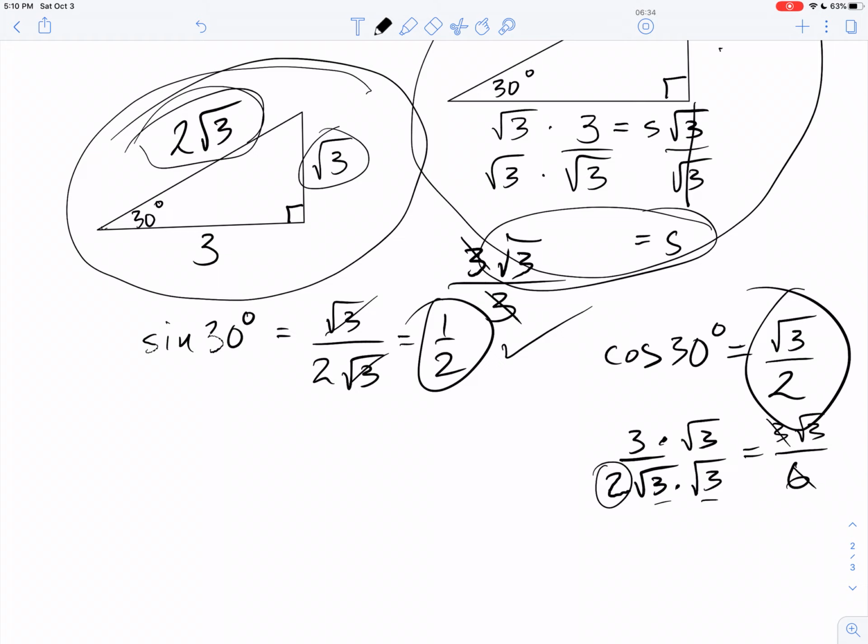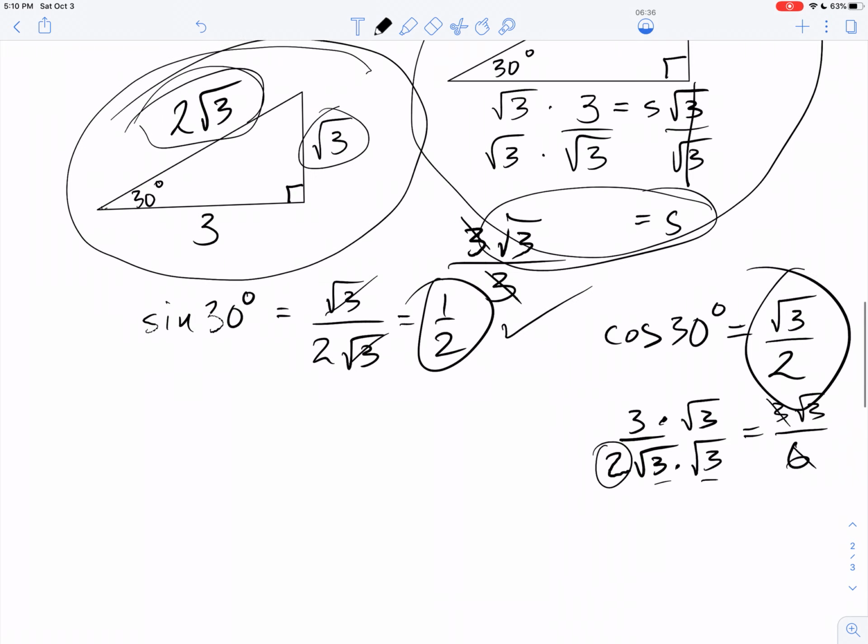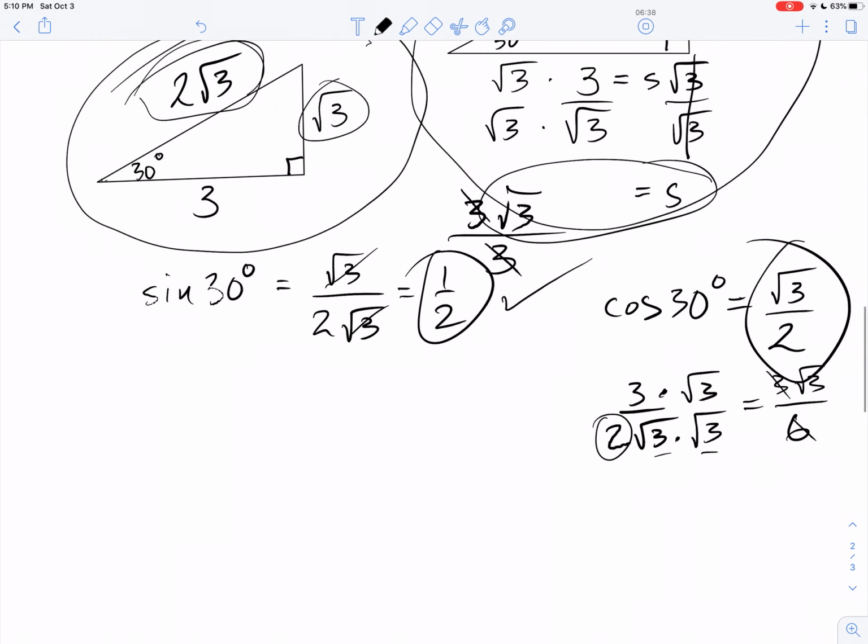Now, I'm not doing this by magic. I'm about to show you that it's always true. The sine of a 30-degree angle is always going to be 1/2, no matter what. The cosine of a 30-degree angle is always going to be rad 3 over 2, no matter what. The best part is you really do not have to memorize these answers. You don't.